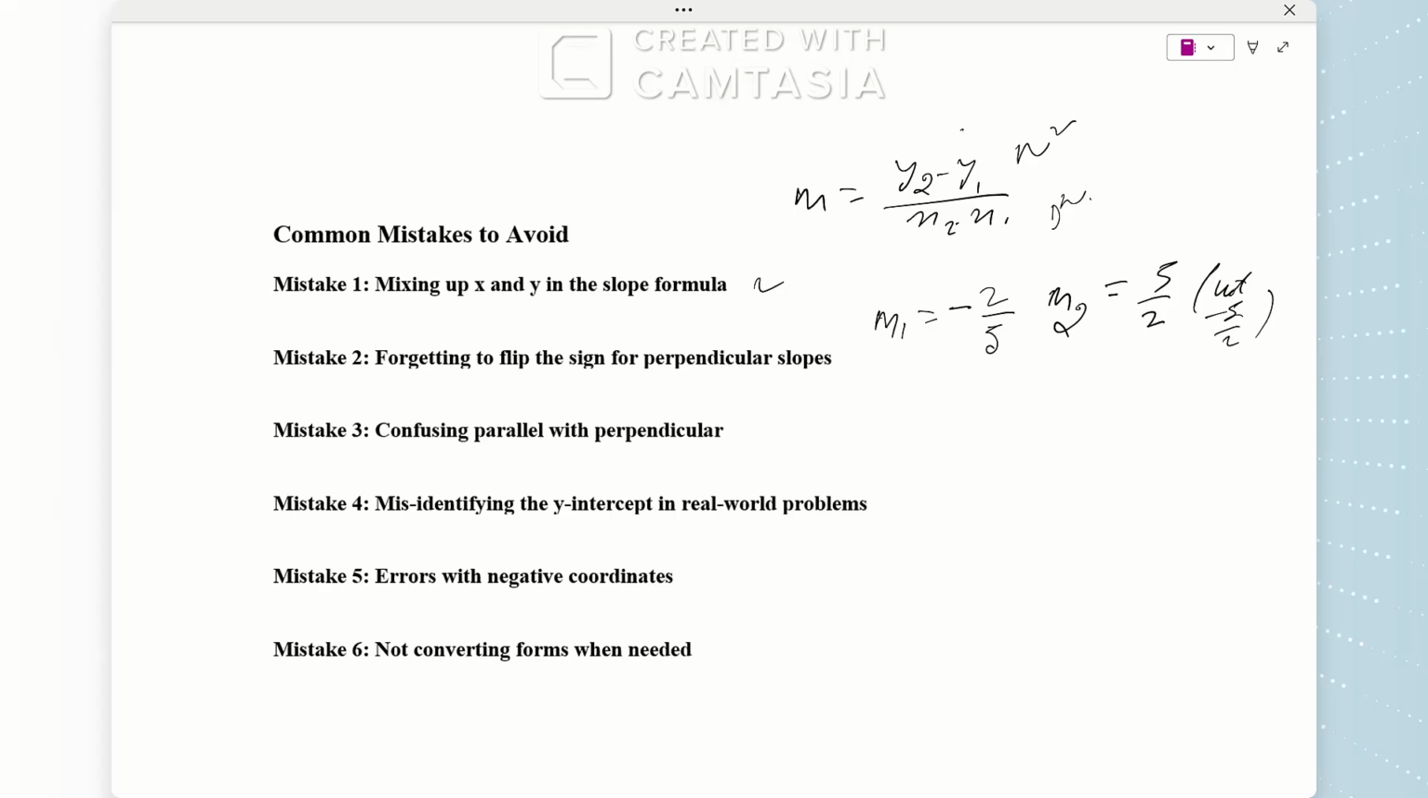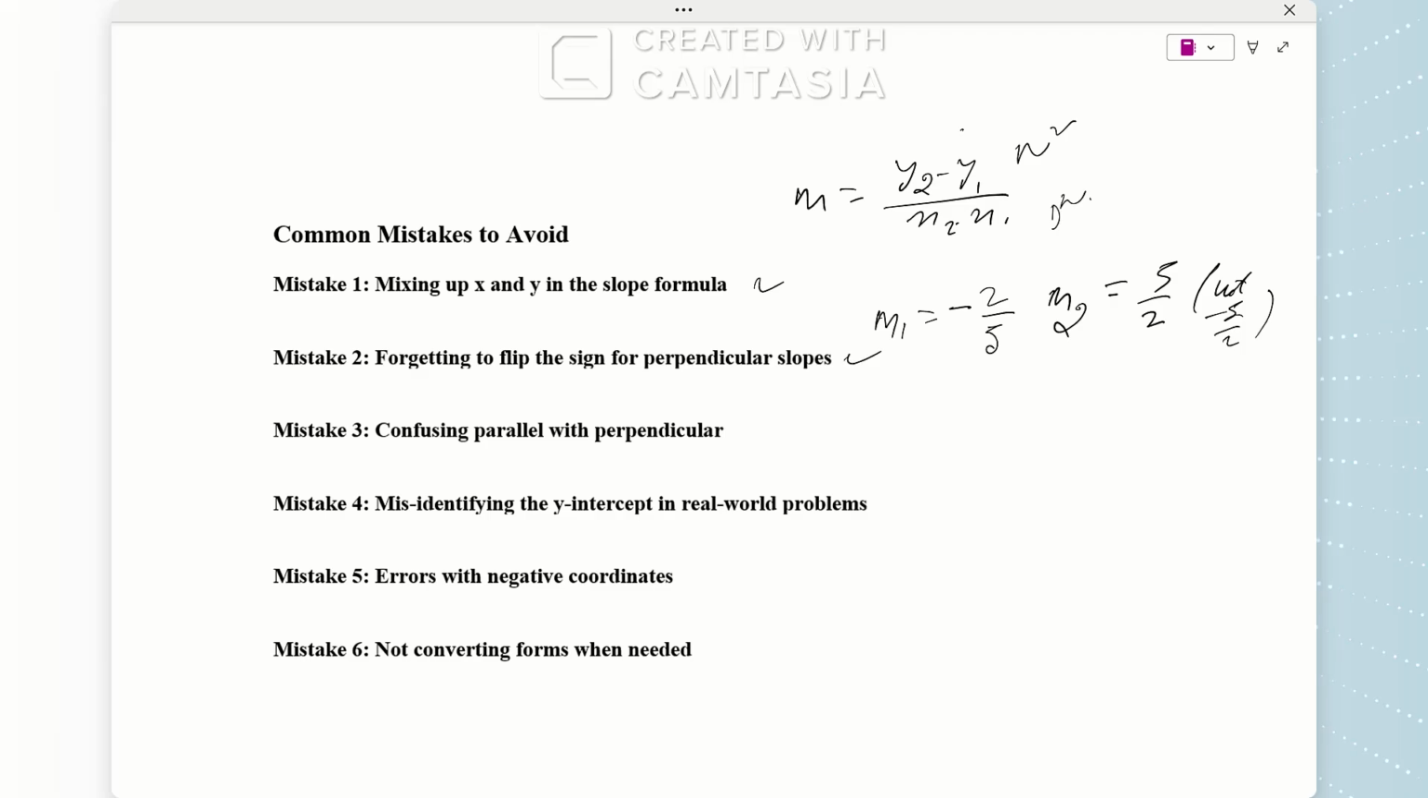Sometimes students will take minus 5 by 2. So you have to change the sign, whatever it is. If it's positive, the perpendicular line slope is going to be negative. If the given line is negative sloped, then the slope of the perpendicular line will be positive.